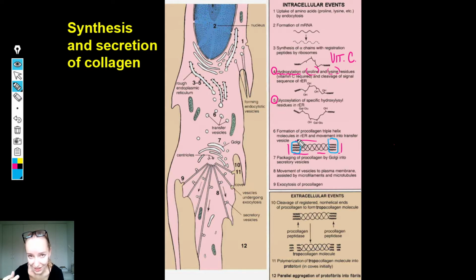Why do you want to prevent polymerization? You don't want collagen to polymerize in the fibroblast, because the fibroblast will die in that case, because collagen is a very big structure. It's even bigger sometimes than the whole fibroblast. So you need to prevent polymerization in the fibroblast. Collagen that is not able to polymerize, collagen that has these registration peptides on each end, is called procollagen.